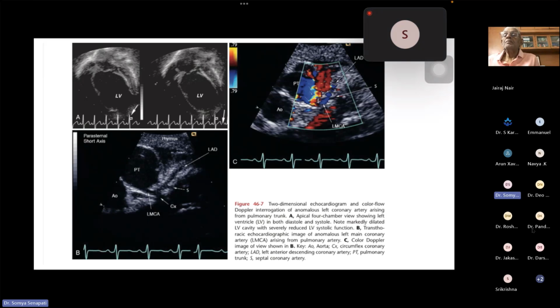In this diagram, the first one, the echo shows the LV in both systolic phase and diastolic phase, where you can see the apical four-chamber view. You can see the marked dilated LV cavity with severely reduced LV systolic function. Image B is an echo image of the anomalous left main coronary artery arising from the PA. The C shows it in color.